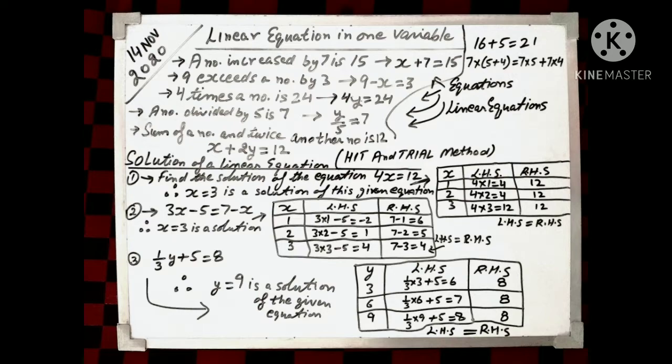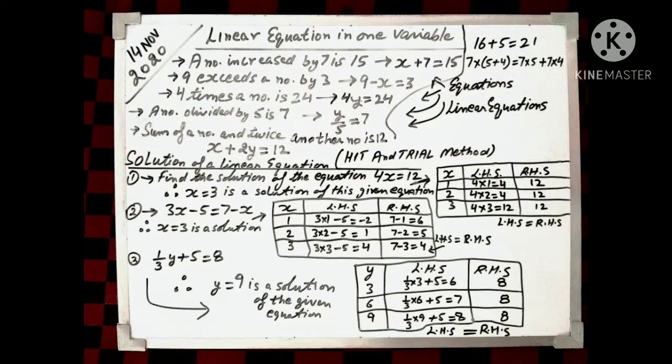See these examples now. A number increased by 7 is 15, right? That is x plus 7 is equal to 15. 9 exceeds a number by 3. That means 9 is greater than that number. So 9 minus x is equal to 3. 4 times a number is 24. That is 4 into the number, 4y is equal to 24. See the next one. A number divided by 5 is 7. That is y divided by 5 is equal to 7.